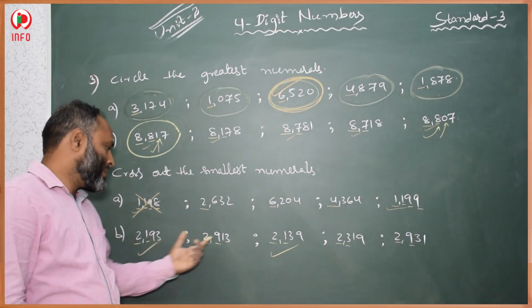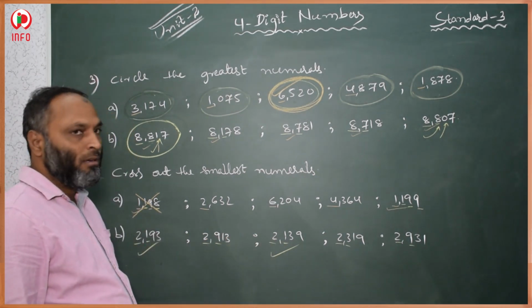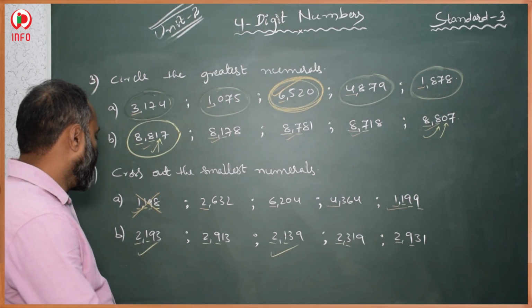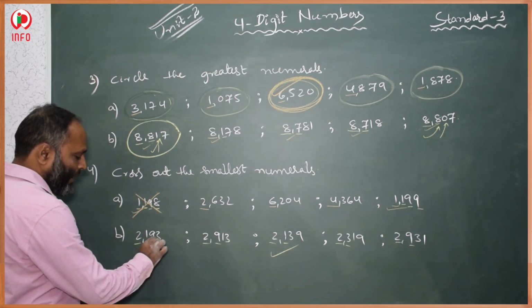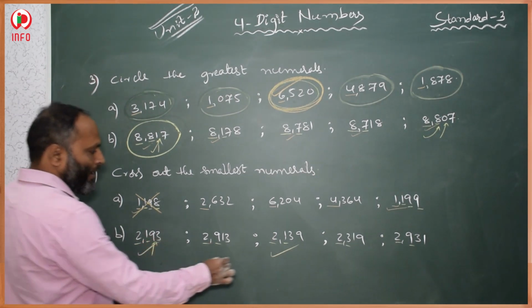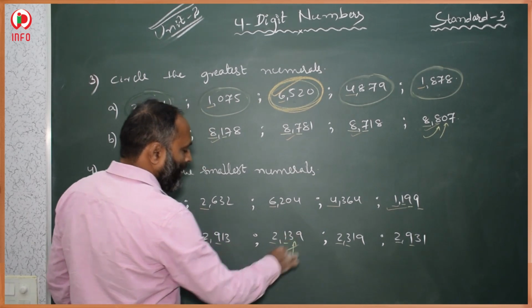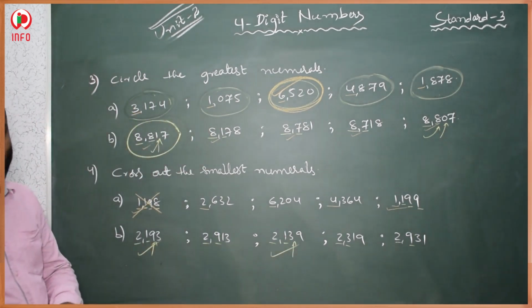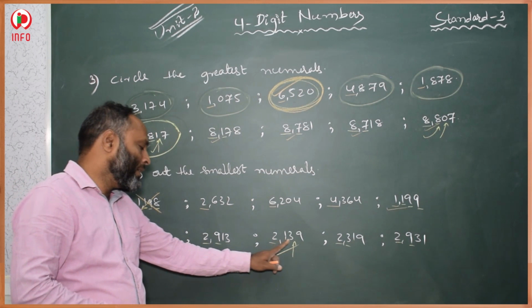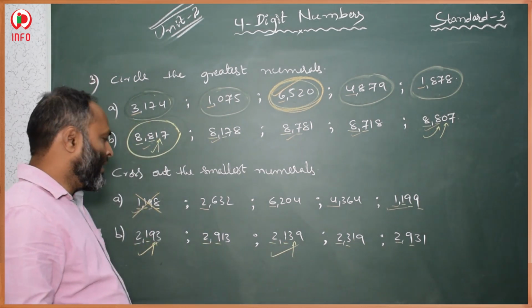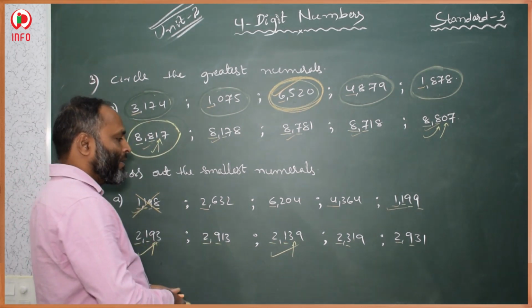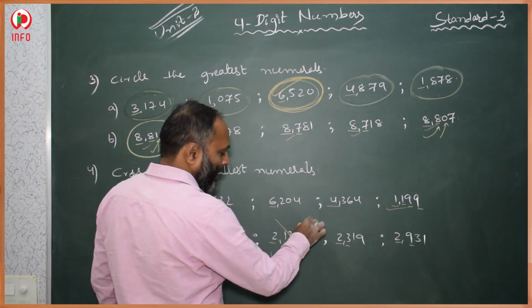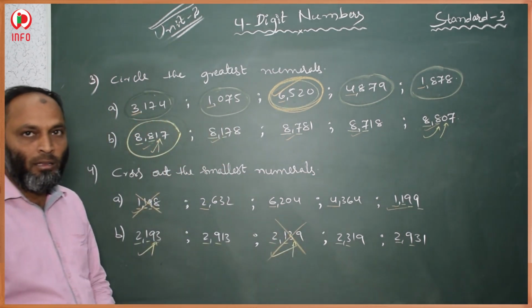In these two numbers, the hundreds place also has the same values. Then you go for tens value. Here the tens value is 9. Here the tens value is 3. Of 9 and 3, which one is the least? Here 3 is the least value. 9 is the bigger value. It means this one is the least value. Make a cross here.